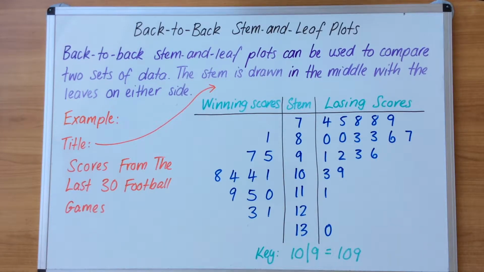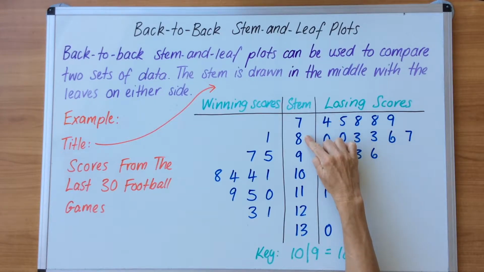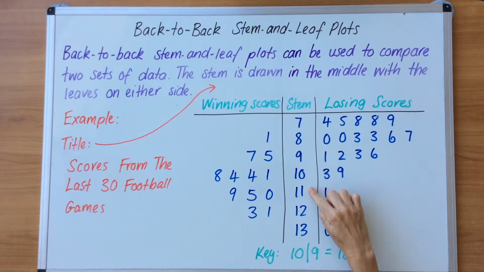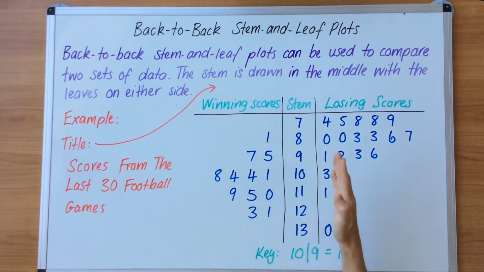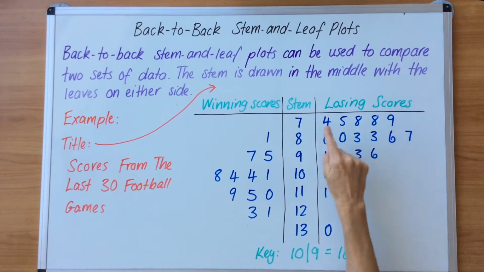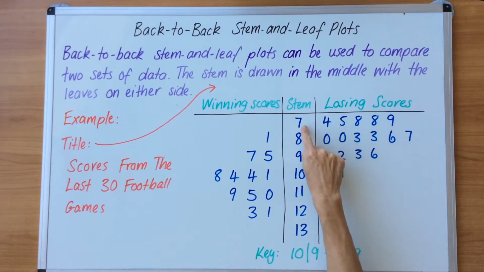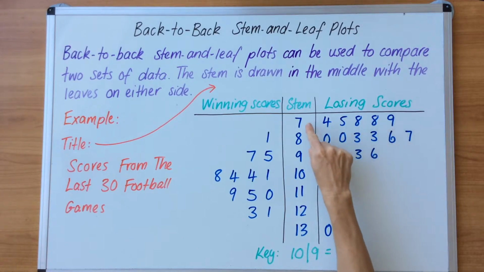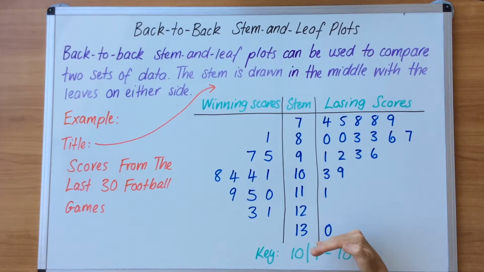Let's look at this and read it. So we have the middle section here is the tens and the hundreds. So we've got 70, 80, 90, 100, 110, 120, 130. The losing scores here, all numbers start low and go high, so they are in ascending order. If we read this being the lowest score here, it's 74, 75, 78, 78, 79, and we continue as we would normally do. Once we get to the 10, it's 103, 109. If you look at our key down here, the key says 10|9 equals 109, which is our example here. And as we go through, our highest score is 130. So these are the losing scores.